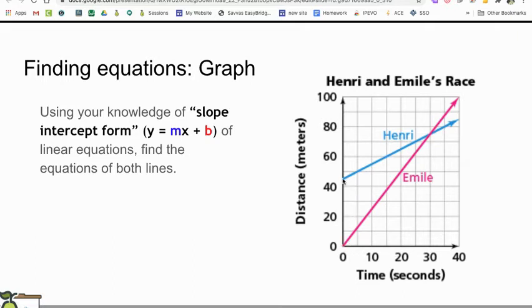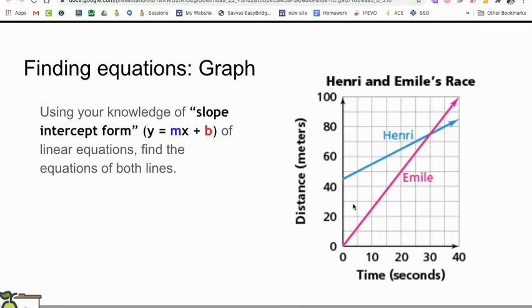Henry's a little different. Henry starts at 45. Again, we find 2 points that we know for sure. Maybe this first one here and the second one here. Henry's rise, we go from 50 to 60, so he goes up 10. And then he goes over from 5 to 15, which is also 10. So his slope is 10 over 10, or 1.